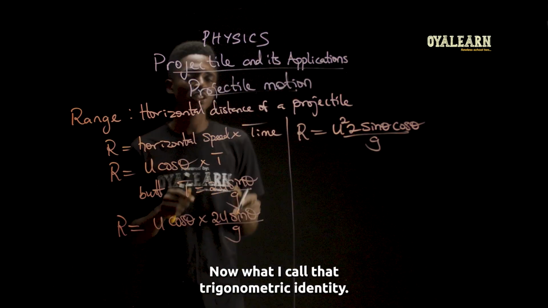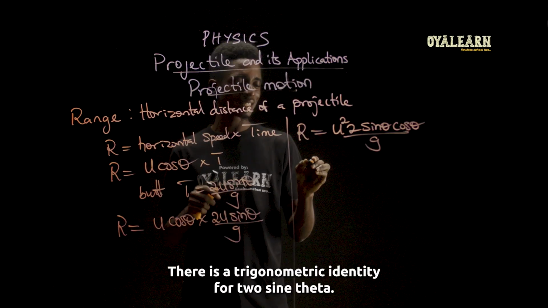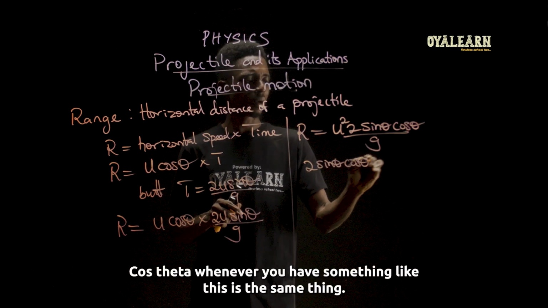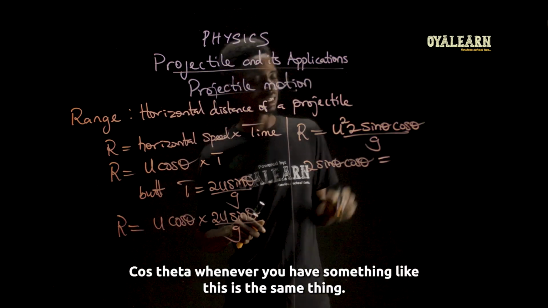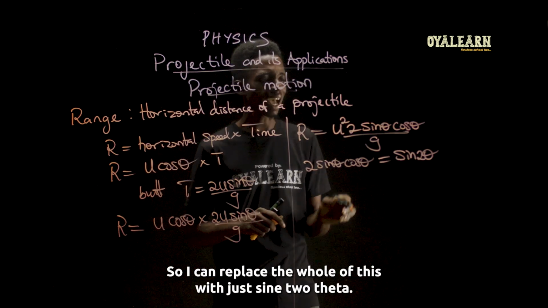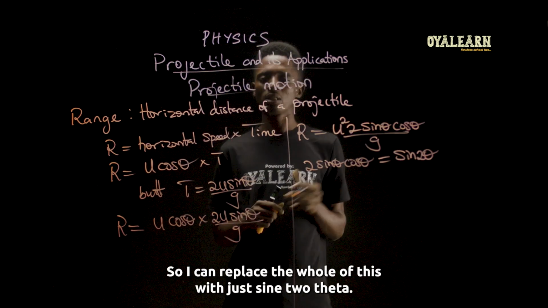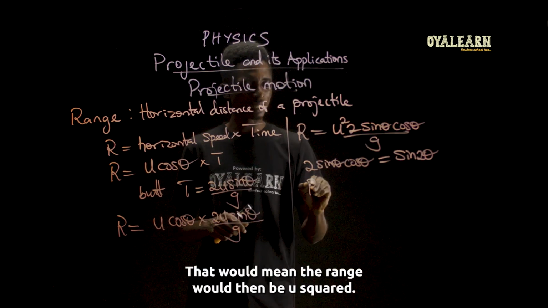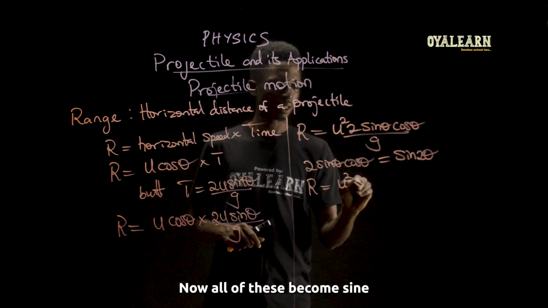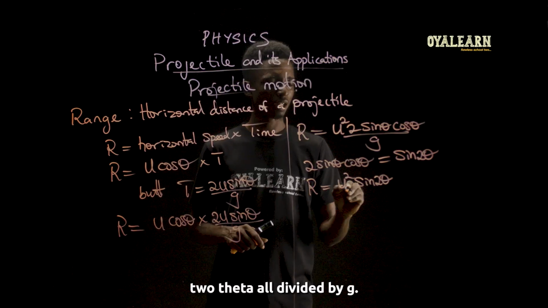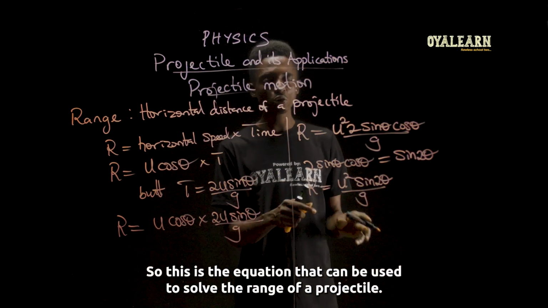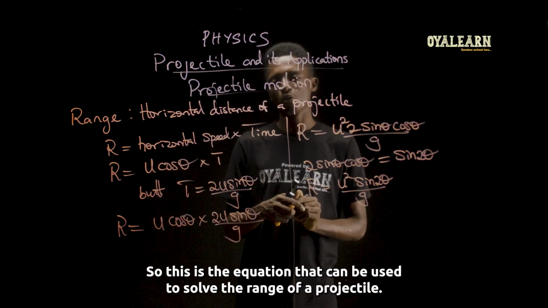Now, there's a trigonometric identity for 2 sine theta cos theta. Whenever you have something like this, it's the same thing as saying sine 2 theta. So I can replace the whole of this with just sine 2 theta. So let's do that. That would mean the range would then be u squared sine 2 theta all divided by g. So this is the equation that can be used to solve the range of a projectile.